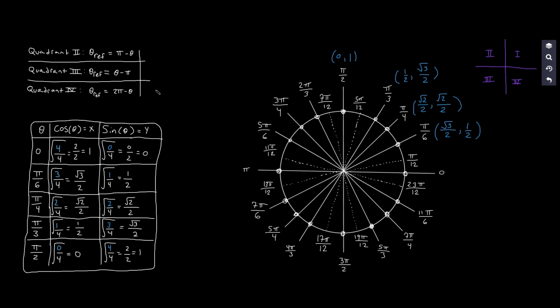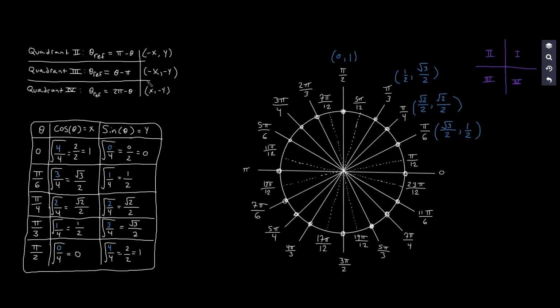And there's a couple more rules. For quadrant 2, once we find the reference angle, we can just copy and paste its coordinates, but we have to change x to a negative sign. For quadrant 3, we can take the coordinates from the reference angle, which is in quadrant 1, but we have to change both the x and the y to negatives. For quadrant 4, we can take the coordinates from the reference angle in quadrant 1, we just have to apply a negative sign to the y coordinate. So that's what this means.